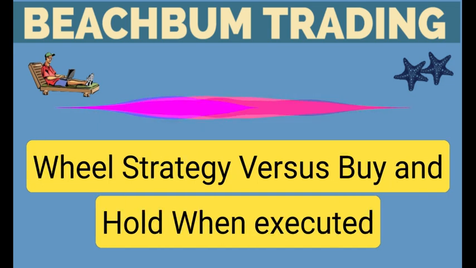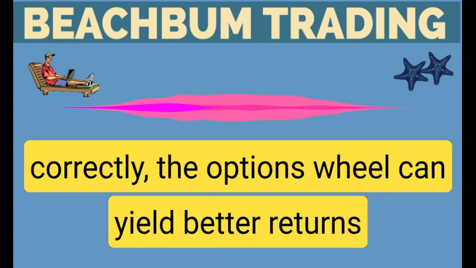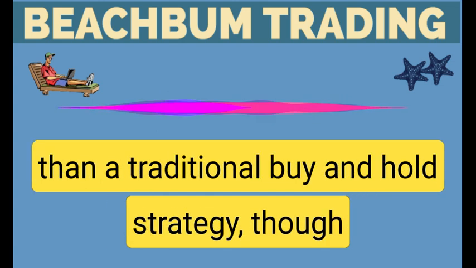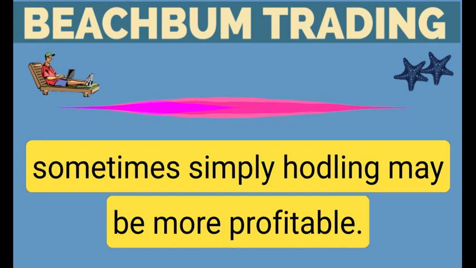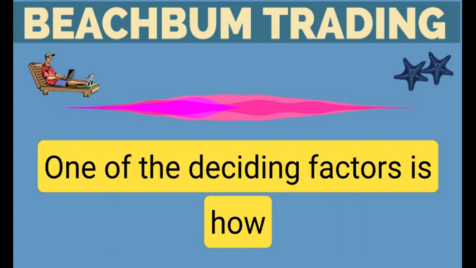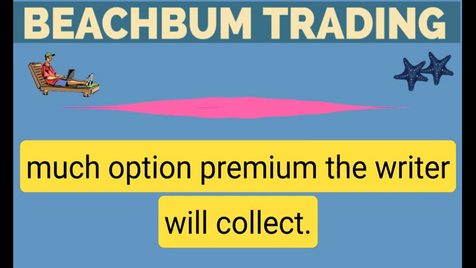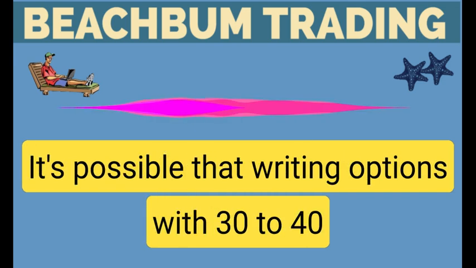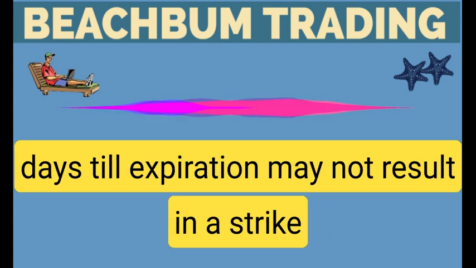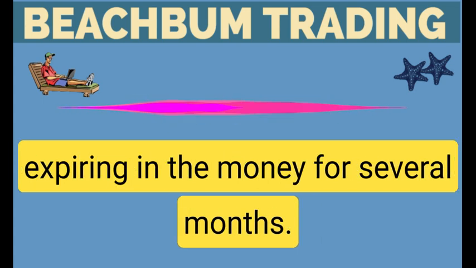Wheel strategy versus buy and hold. When executed correctly, the options wheel can yield better returns than a traditional buy and hold strategy. Though sometimes, simply hodling may be more profitable. One of the deciding factors is how much option premium the writer will collect. It's possible that writing options with 30 to 40 days till expiration may not result in a strike expiring in the money for several months.